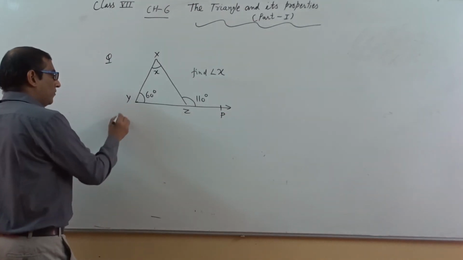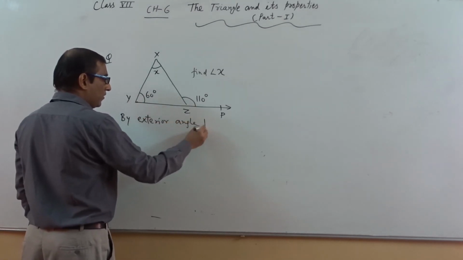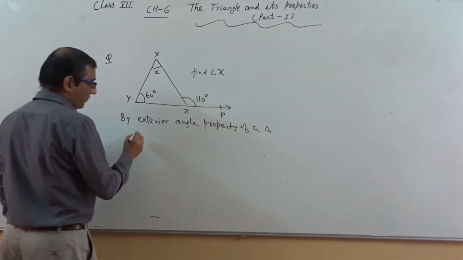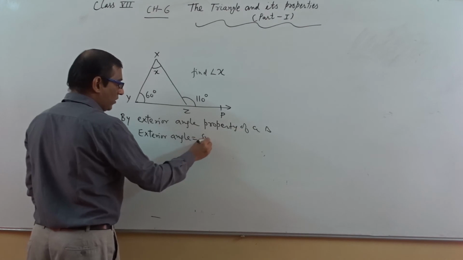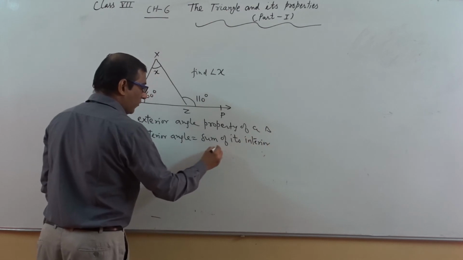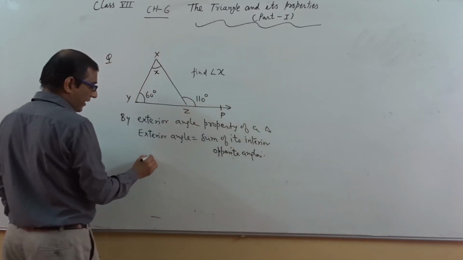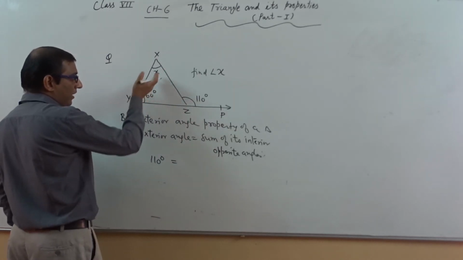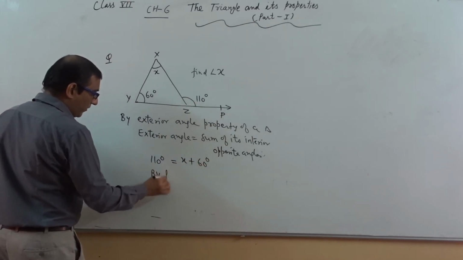Right. So by exterior angle property of a triangle, we can say exterior angle is equivalent to the sum of its interior opposite angles. So 110 degree is the exterior angle because it is outside the triangle XYZ, and the interior opposite angles are X and 60 degrees, so we will add it. Okay, then we will apply the transfer method.